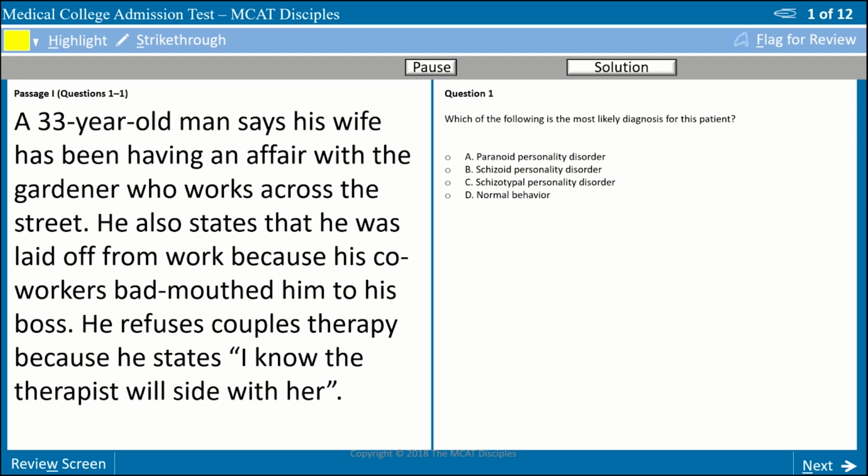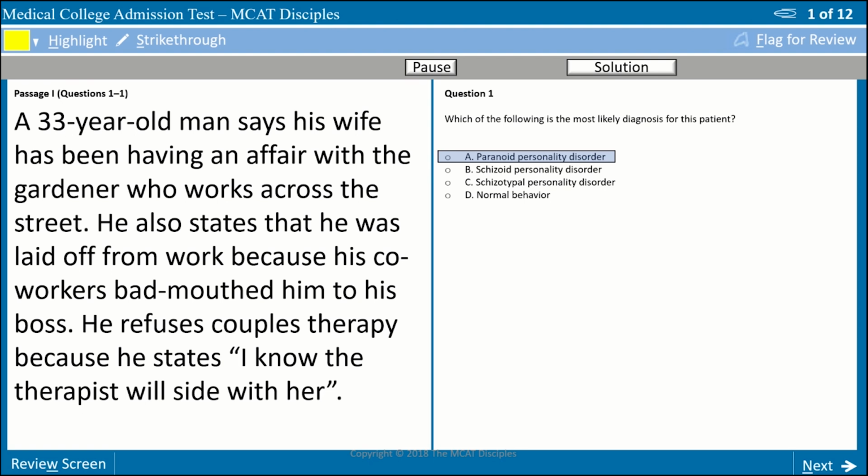A 33-year-old man says his wife has been having an affair with a gardener who works across the street. He also states that he was laid off from work because his coworkers badmouthed him to his boss. He refuses couples therapy because he states, "I know the therapist will side with her." This is paranoid personality disorder.